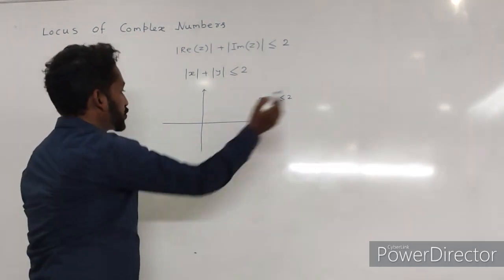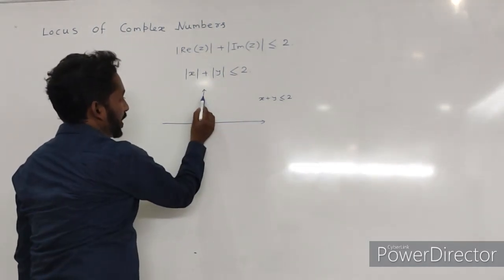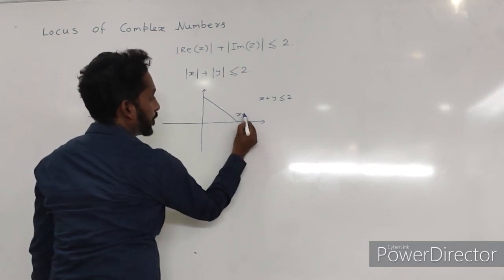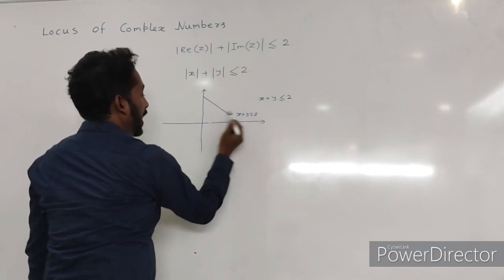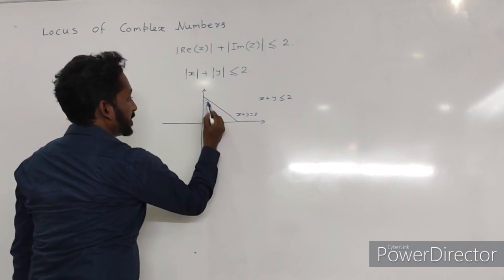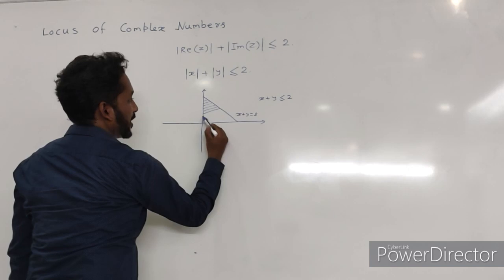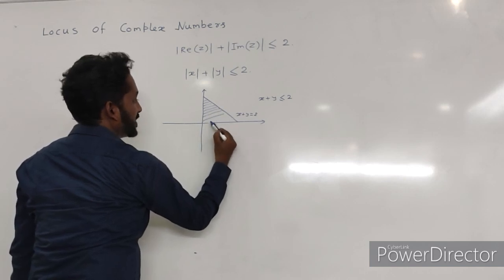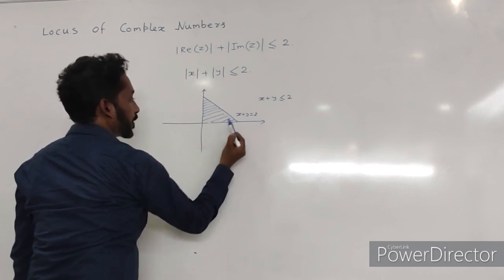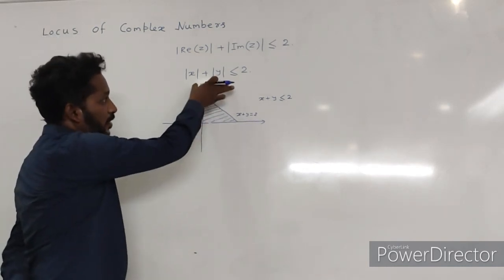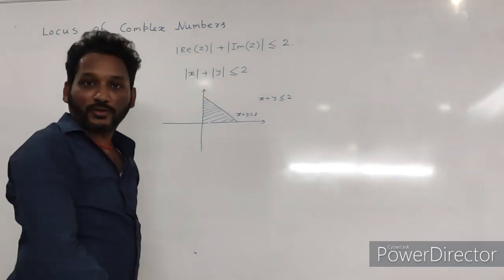Okay. So we can draw the line x plus y equal to 2. And all the points that is below this line should satisfy x plus y is less than or equal to 2. So this should be the area of the locus in the first quadrant.